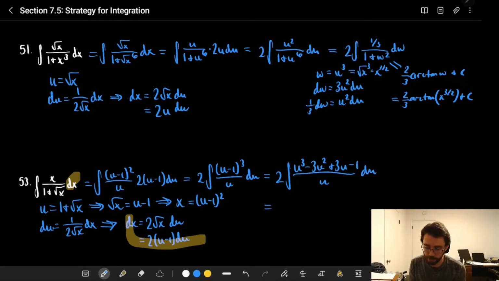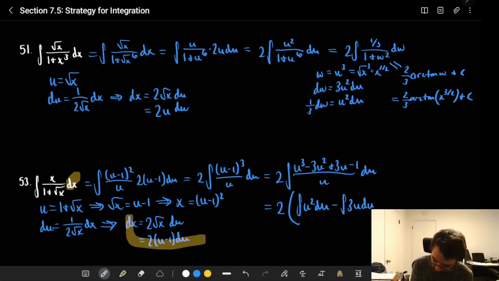And then you can break it up into multiple integrals, right? This is 2, let's just put it in parentheses. u cubed over u is u squared. 3u squared over u is just 3u. 3u over u is just 3. And then you get the minus 1 over u term. And you can integrate out all of those, right? That's u squared over 2.